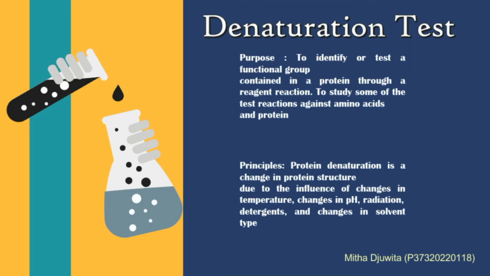Denaturation test. Purpose: to identify or test a functional group contained in a protein through reaction, and to study some of the test reactions against amino acids and protein. Principles: protein denaturation is a change in protein structure due to the influence of change in temperature, change in pH, radiation, detergents, and change in solvent type.